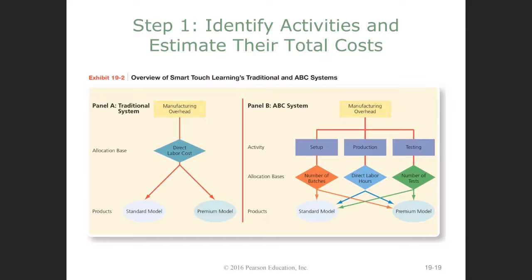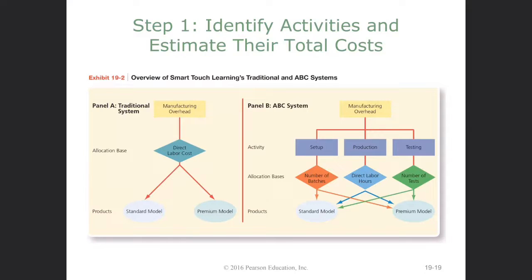Under the ABC system, we do start with manufacturing overhead, and then we have our activities, activity-based costing. So we have setup activity, production activity, testing activity. And when we're doing the setup, the allocation base they're going to use is the number of batches. For production, producing the product, the allocation base is going to be direct labor hours. For testing, the allocation base is going to be the number of tests performed. How many tests did they do?